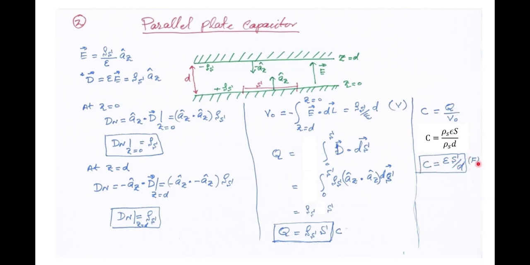Finally, we come across the expression of capacitance for a parallel plate capacitor. Capacitance is basically proportional to the permittivity of the dielectric material and the area of the conducting sheet, and divided by the spacing between the two conducting sheets.